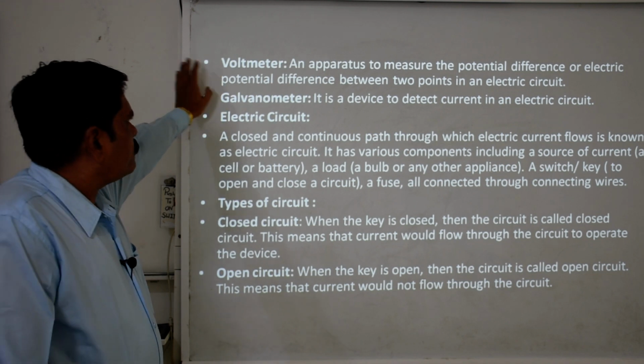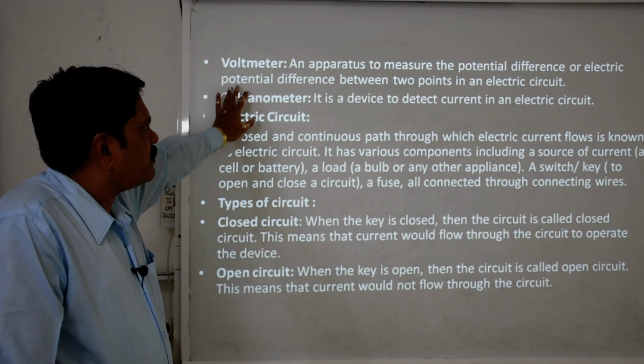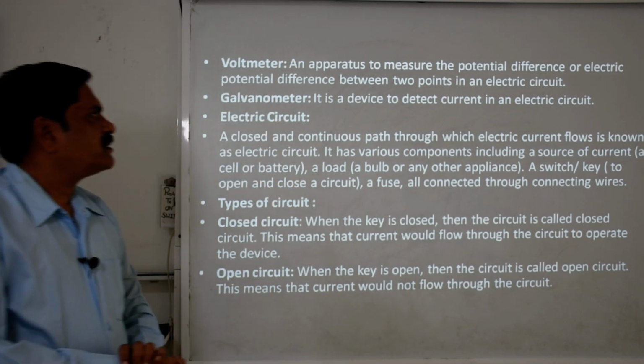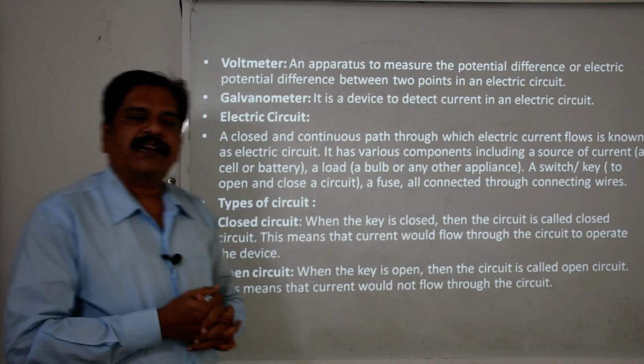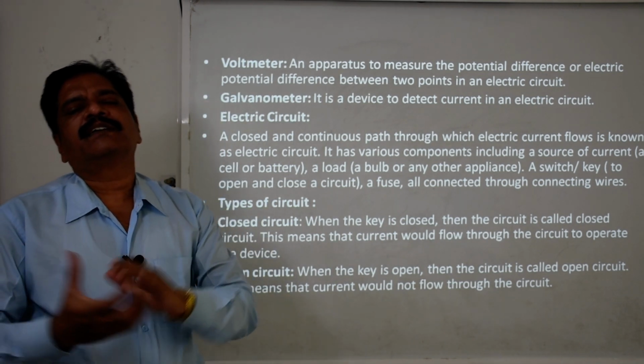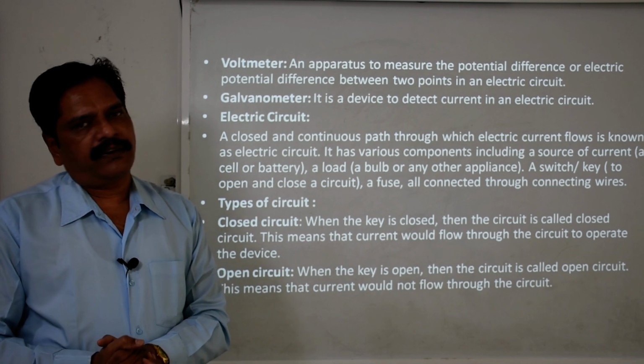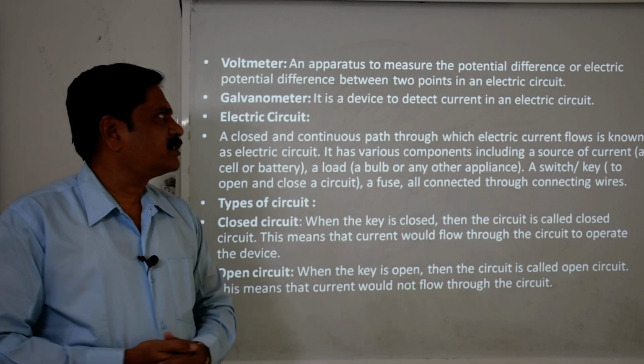Now, one more instrument is called the galvanometer, and it is the device to detect the current in an electric circuit as well as the direction of the electric current too. So this is the galvanometer.